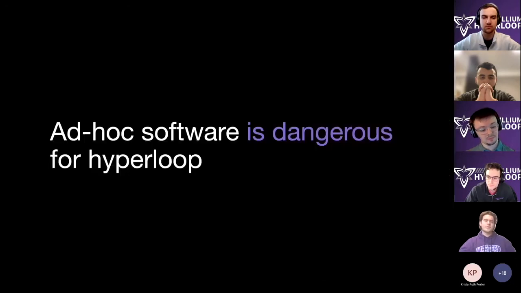So the conclusion from this is that ad hoc software in an alternative transportation system such as Hyperloop is extremely dangerous. We don't want to be creating software that is going to be linking systems together that has the chance, if they fail, to risk human life. We want to avoid this as much as possible. We want a systematic approach to this.